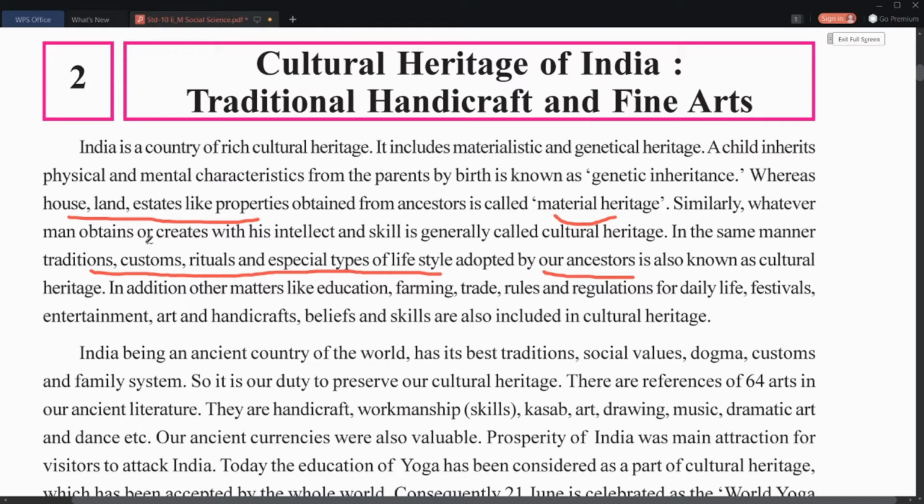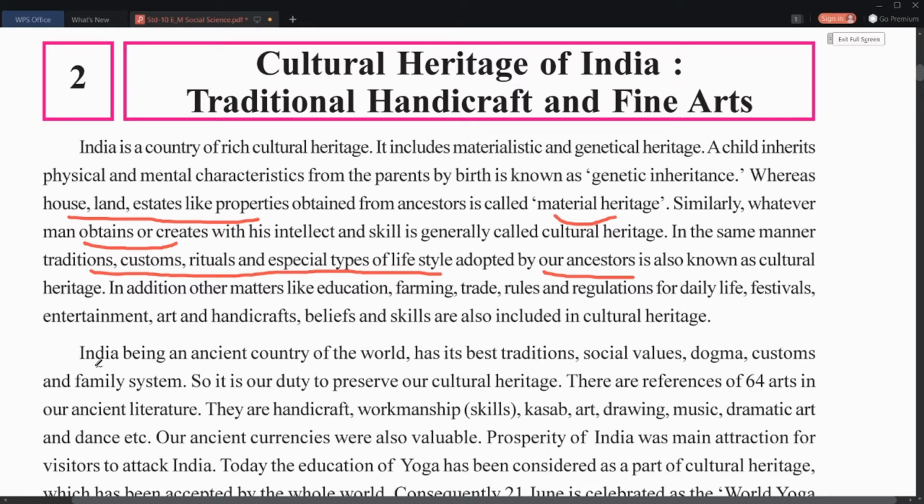Means one, we obtain or create ourselves, and the second, we get it from our ancestors. Both the heritage are included in cultural heritage. And in addition to this, other matters like education, farming, trade, rules and regulations for daily life, festivals, entertainment, art and handicrafts, beliefs and skills are also included in cultural heritage. So, you can see here, it is not only regarding materials only, but cultural heritage means our beliefs and skills and everything, arts and handicrafts also, it comes under cultural heritage.